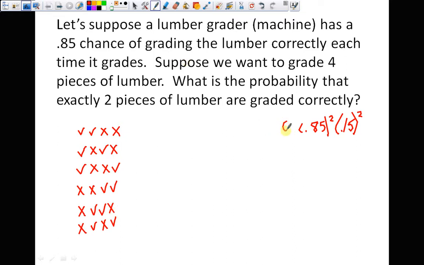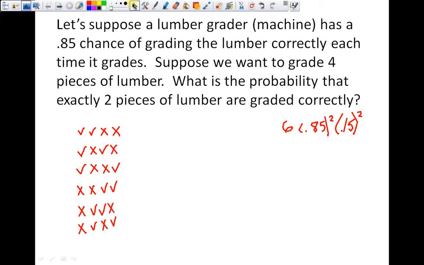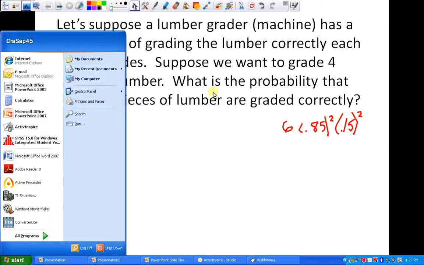So if we multiply that probability by 6, then we do get our probability. Because if you notice, each one of these sequences has 2 checks, which has a probability of 0.85, and 2 X's, failures, which has a probability of 0.15, the machine not grading it correctly. So each one of these sequences has the same probability, so we multiply it by the number of ways that it can happen, and that'll be our final answer. So we'll take a look at the calculator.